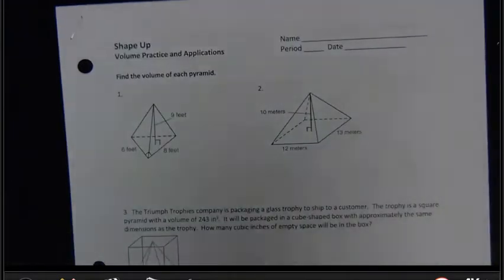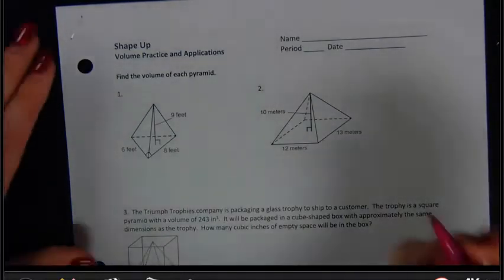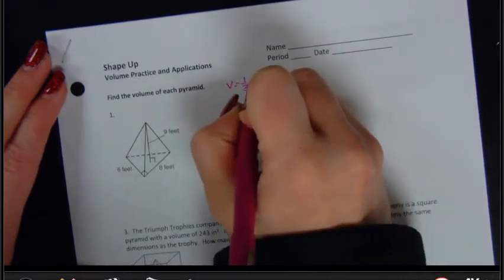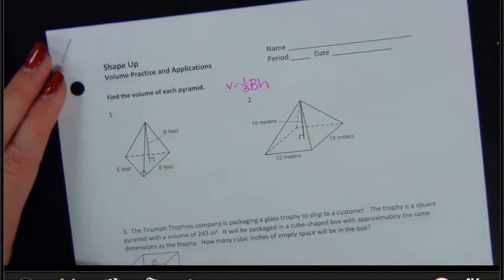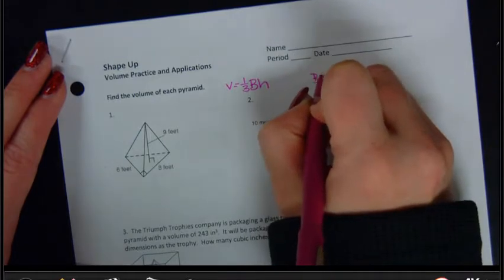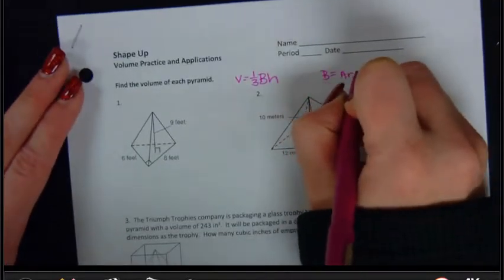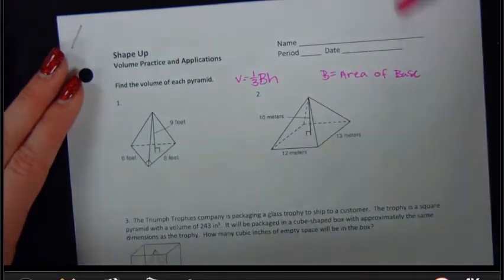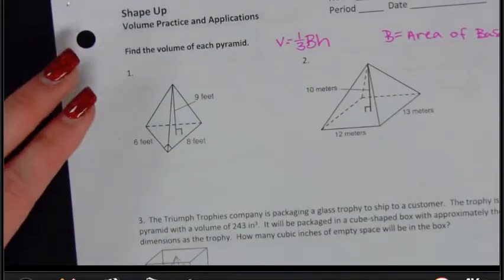Okay. All right, so find the volume of each pyramid. So we need to remember that to find the volume of a pyramid, our formula is this. Volume is equal to 1/3 capital B times H, where capital B stands for the area of the base. All right, so let's look at a few of these here.